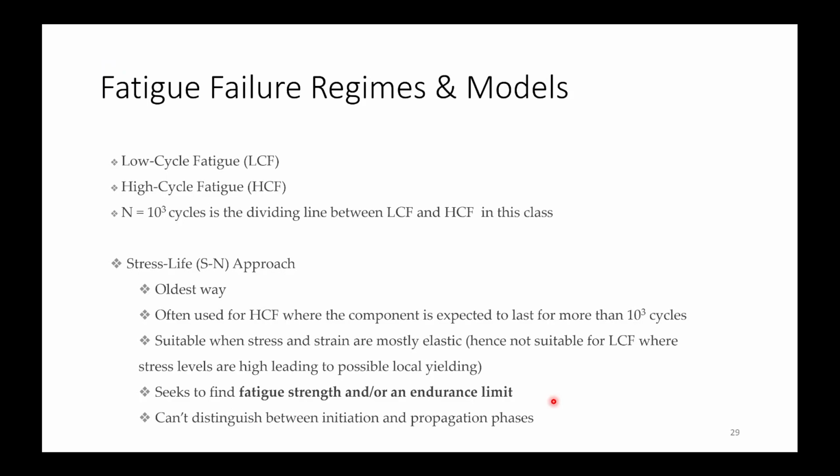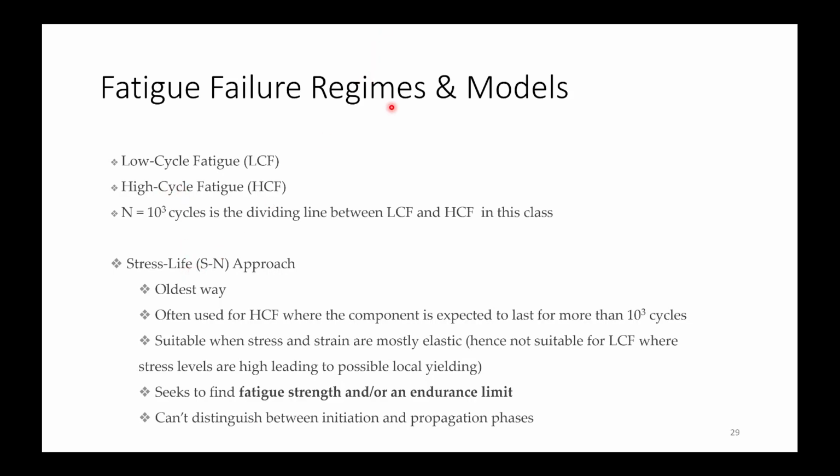There are also some fatigue failure regimes: low cycle fatigue and high cycle fatigue, and these are divided by 10 to the power 3 cycles. If your material fails below these cycles, then it is low cycle fatigue, and if it fails after these many cycles, then it is the high cycle fatigue region.